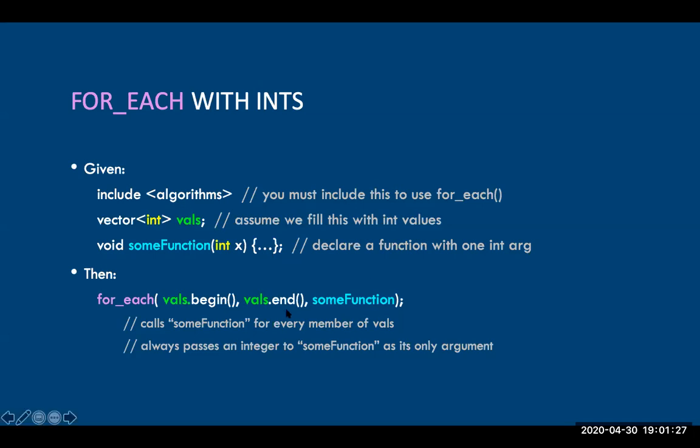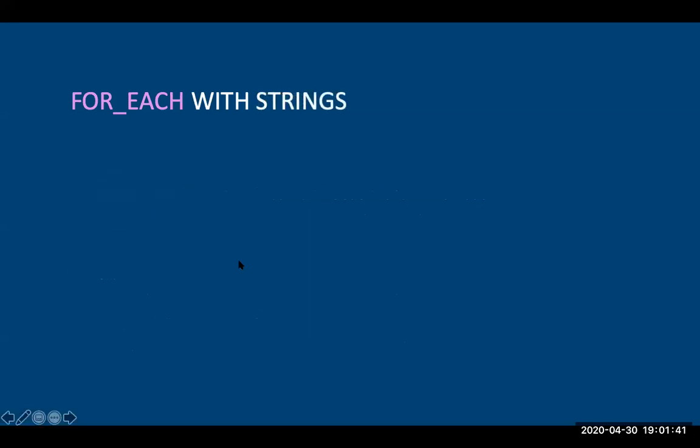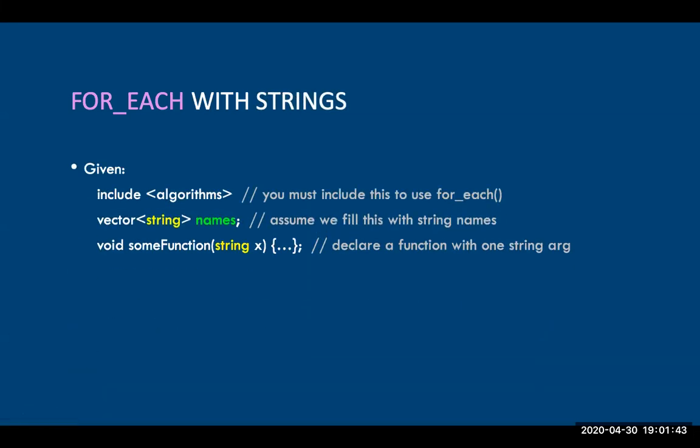So that's usually where people get confused. It's like, wait, what's getting passed to some function? Well, it's going to be whatever the value is that each of these iterators points to. It's going to get passed in to that function, right? Just one argument. It's always one argument. That's what for each does. It's going to pick off each one of those things and give it back to us in our function.